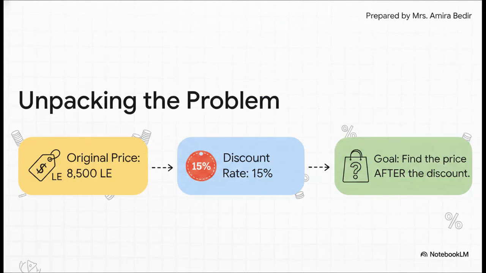Let's break it down just like this slide shows. We know the original price, 8,500. We know the discount rate, 15%. And we know our goal, find the price after the discount. See, when you lay it out like this, it's way less intimidating.